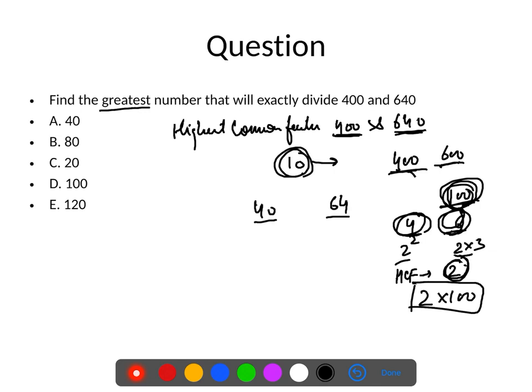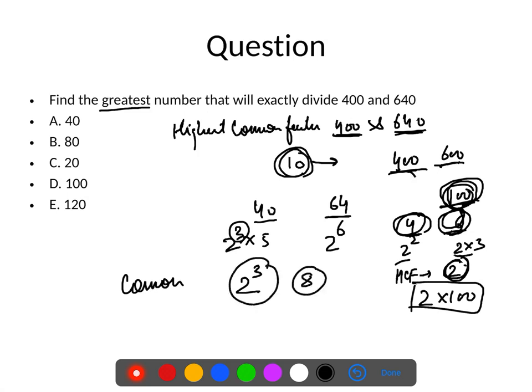So 40 is 4 into 10, or 8 into 5, 2 cube into 5. 64 is 8 square, so 2 raised to power 6. So the only common prime number is 2, and the least power is 3. Okay, so 8 is common factor, highest common factor for 40 and 64. We already took 10 out, so multiplied by 10, so that becomes 80. That's your answer.